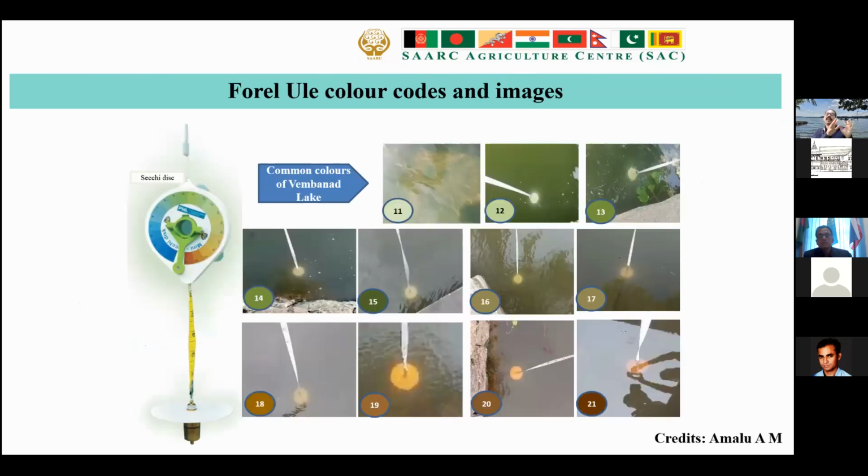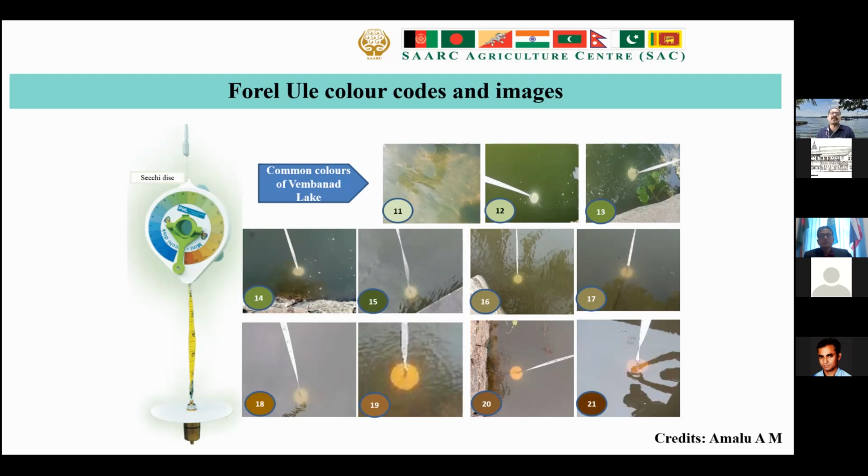And the images, I told you, they were sending the color of the images also. So the images corresponded to the different Forel-Ule color codes. That is a color code I was indicating, 1 to 21. In this particular lake, the color codes were from 11 to 21. That means they were almost in the greenish to yellowish to brownish shades. Even the dark brown, brownish turbid waters were also available. So in these different color codes, we got the images.